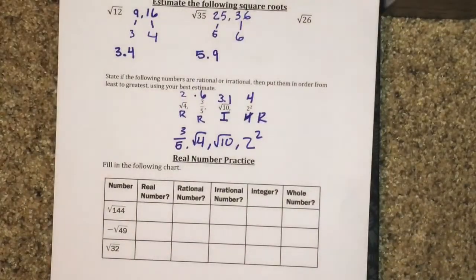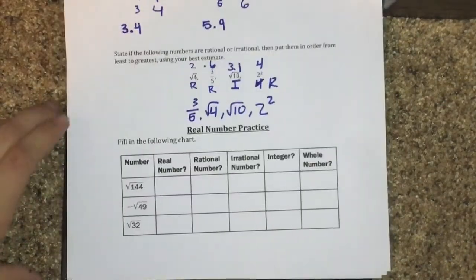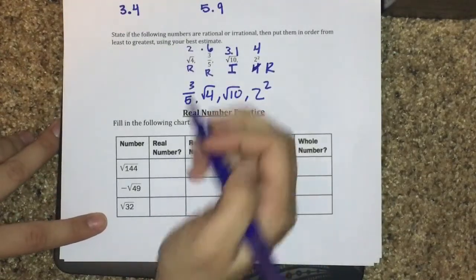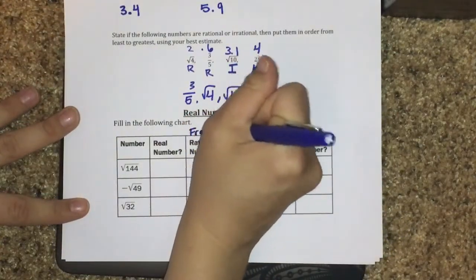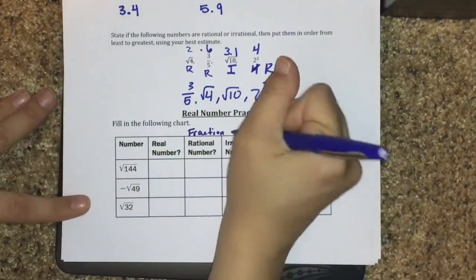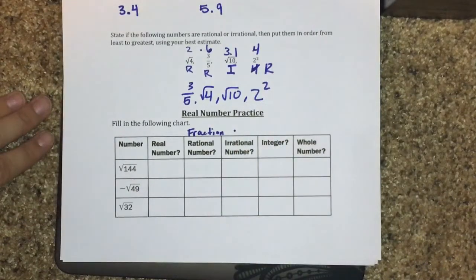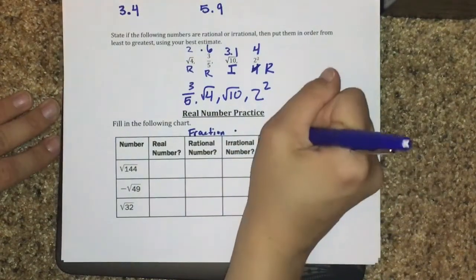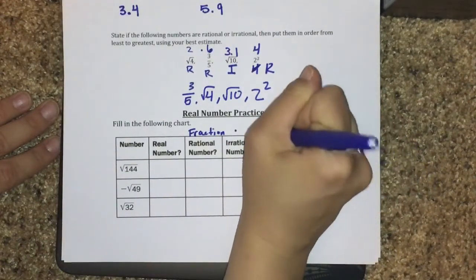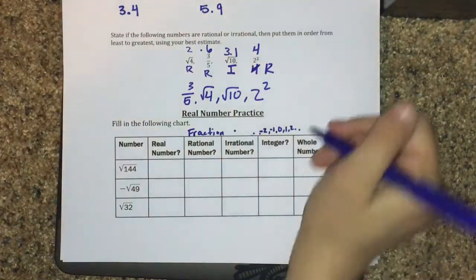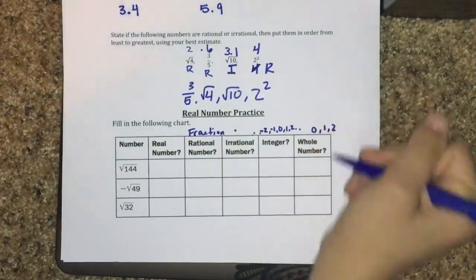Okay, the last thing we are going to cover, actually we're going to go ahead and go back to the page we were just on, filling in this chart here. Remember what each of these numbers are. A real number is pretty much any number. A rational number can be written as a fraction. An irrational number cannot be a fraction. An integer is -2, -1, 0, 1, 2, all those numbers, backwards and forwards. And a whole number is just 0, 1, 2, does not include the negative.